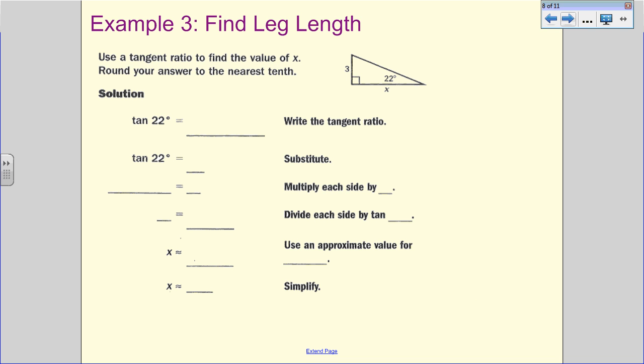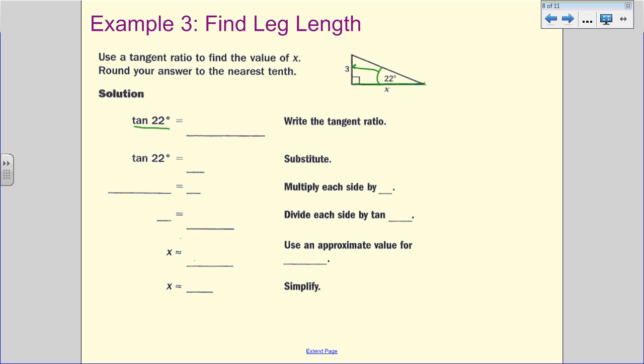Now we're going to go back and we're going to find a leg length. We're going to find the length of that leg. So how can we do that? Well, now we know an angle measurement. We have angle 22 degrees. And because 3 is opposite and x is adjacent, we know this is tangent. This is the only ratio you know, so everything is going to fit into that for tonight.